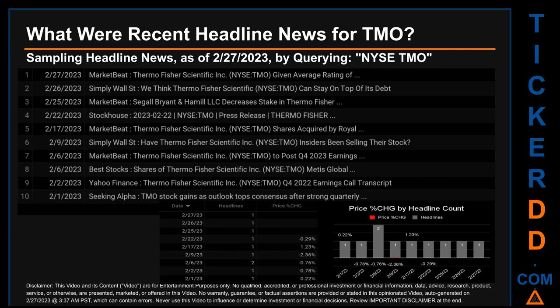The latest publication date of Monday, February 27, 2023, was actually the day with the highest percentage change in price. It saw a price jump of 1.23%. Thursday, February 9, 2023 was the day with the highest percentage change in price when we compare opening versus closing price for the ticker. The day saw a drop of -2.36% when TMO opened trading at $582.66 and closed at $568.93. There was one found headline when Simply Wall Street published the headline that read, Have Thermo Fisher Scientific insiders been selling their stock?